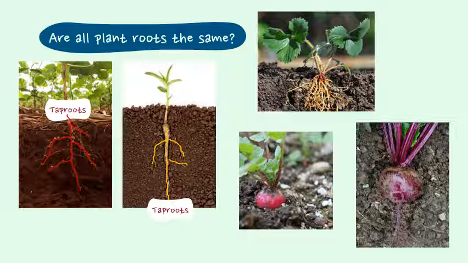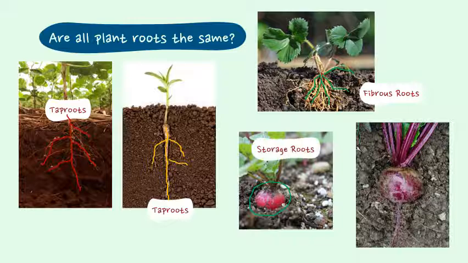What about the third one? Can you see a main root? Is there a main root? There is no main root. It looks like messy hair. So this is a system of fibrous roots. Excellent. This root looks fat, doesn't it? It stores food in it. So this is a storage root.